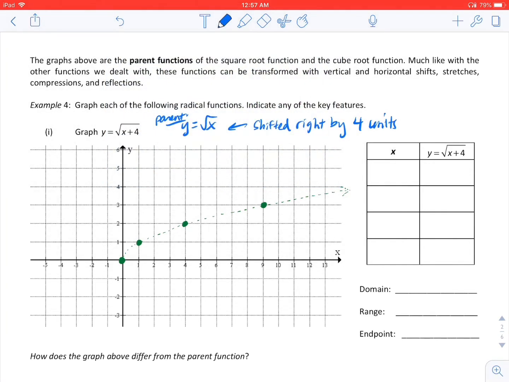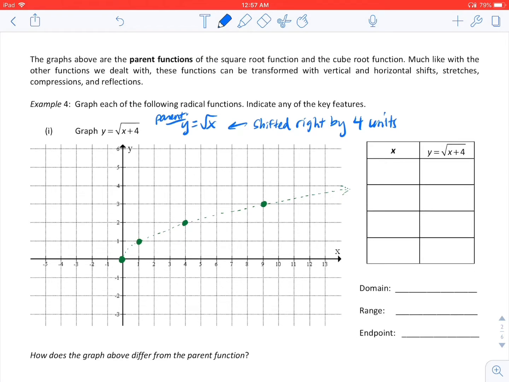That's a shift right for you. Ooh, I keep saying right. That's supposed to be left. Mistake. Left, left, left, right, left. That's a shift left 4 units.